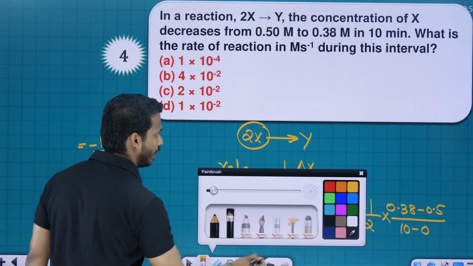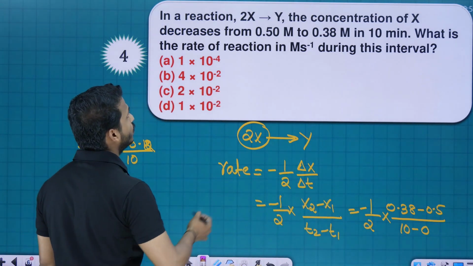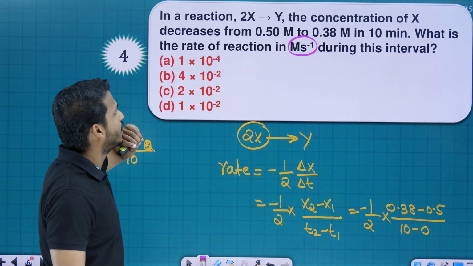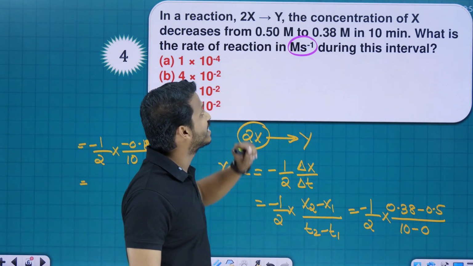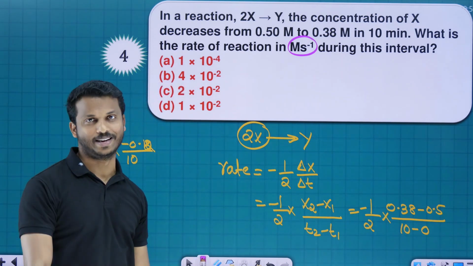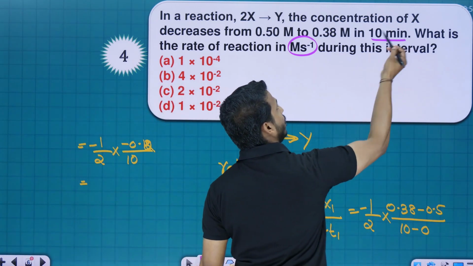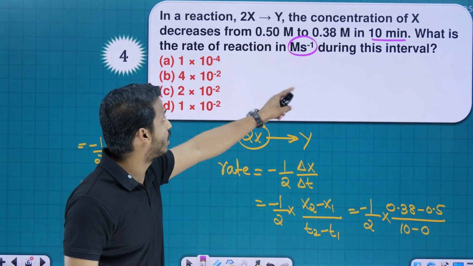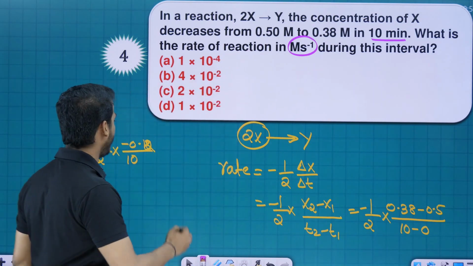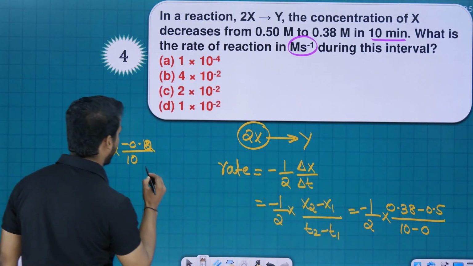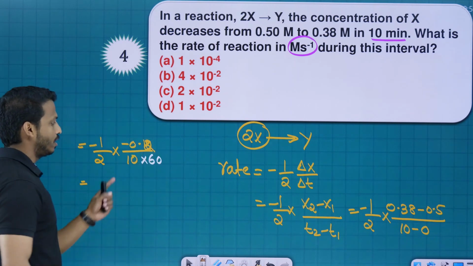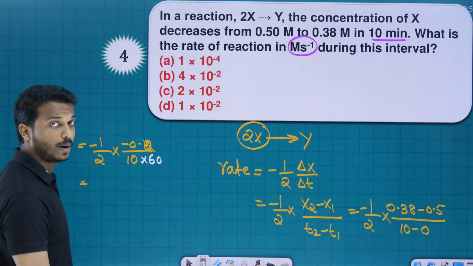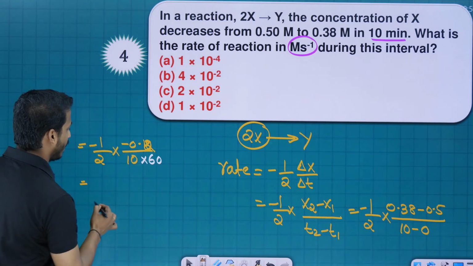But there is something we have to take care of here. I hope you can see that it is mentioned the rate of reaction is in molar per second. Molar per second. See, the time is given in minutes. The unit and all, be very careful. The time is given in minutes, but they are asking in seconds. So we need to convert the minute into second, right? So what you have to do is, this divided by 10, that 10 is the minute. In order to convert into seconds, we have to multiply by 60. So minus minus gets positive.